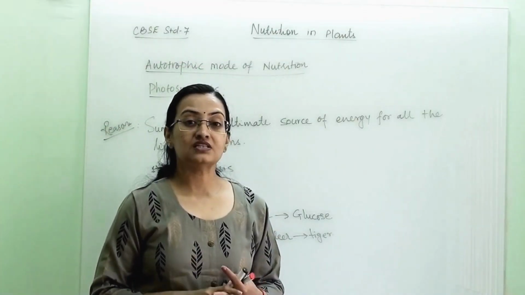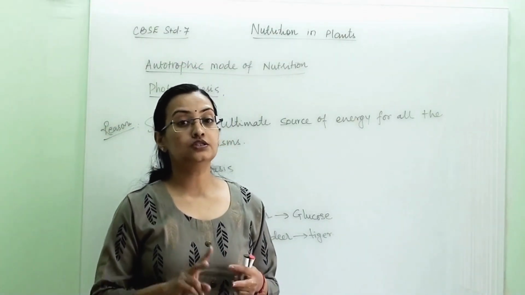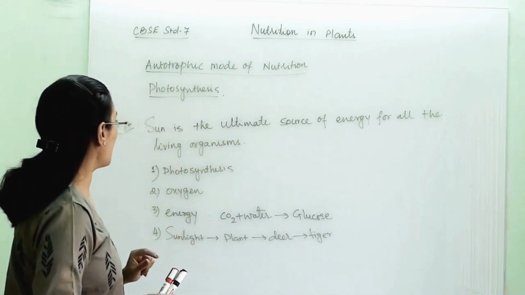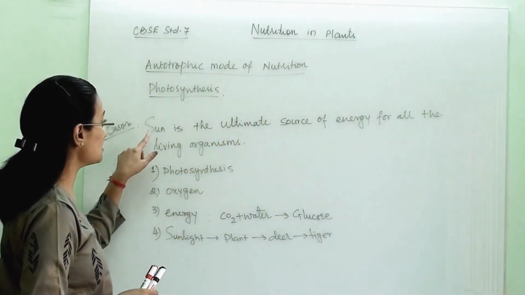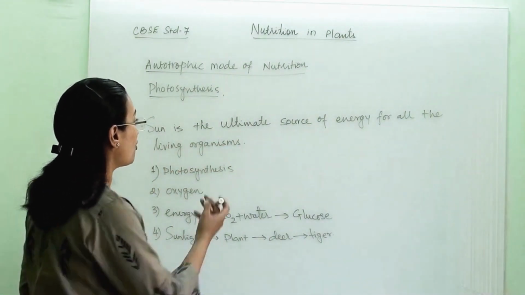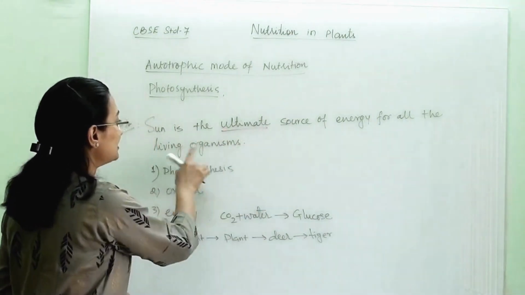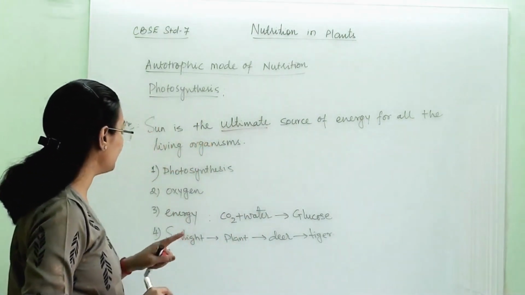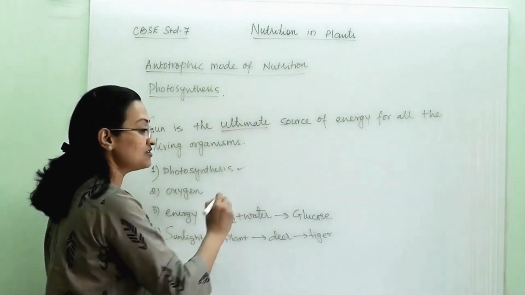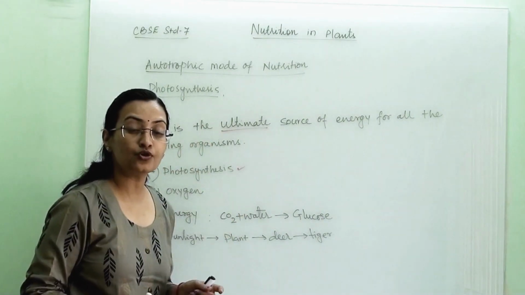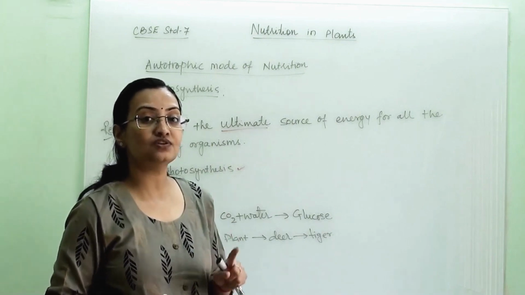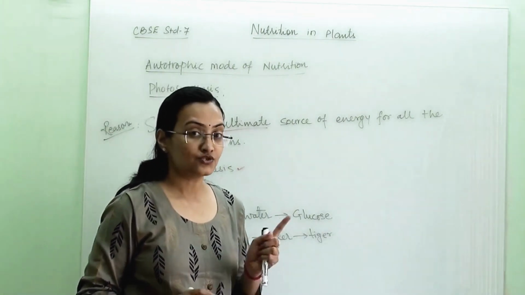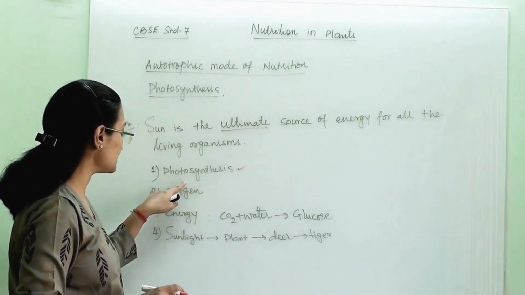So from the photosynthesis process, we are going to learn two very important reasons. The first one is that the sun is the ultimate source of energy for all living organisms. Why is the sun the ultimate source of energy for all living organisms? Because it helps in photosynthesis. Autotrophs perform photosynthesis with the help of sunlight, so it is essential for photosynthesis.